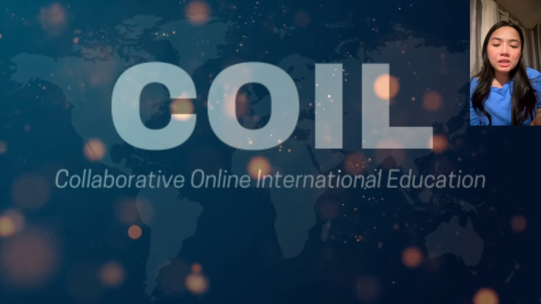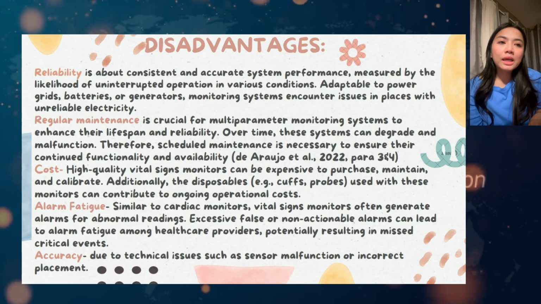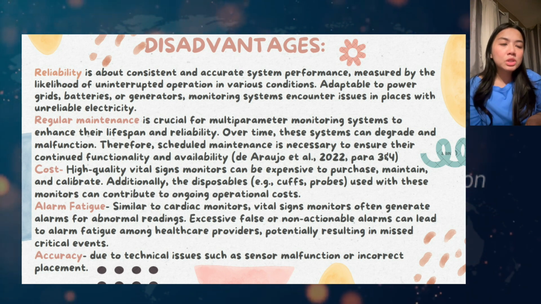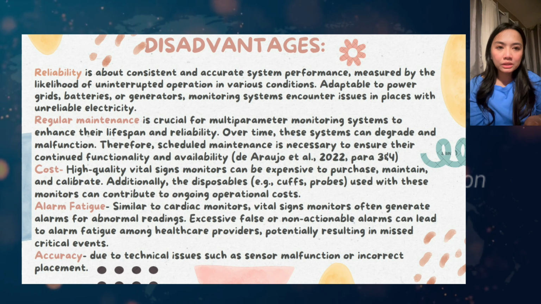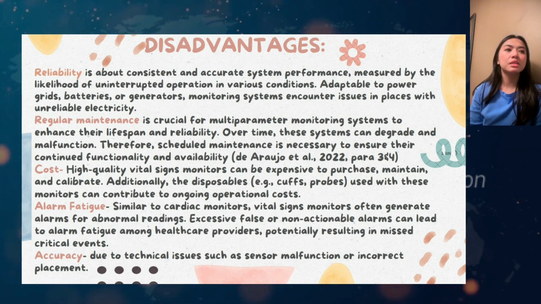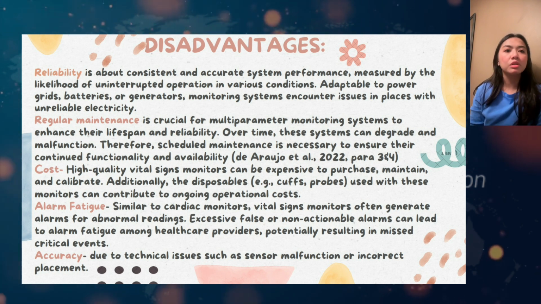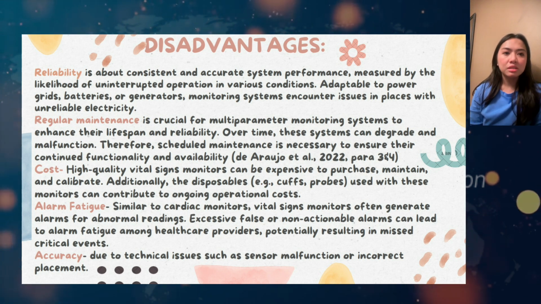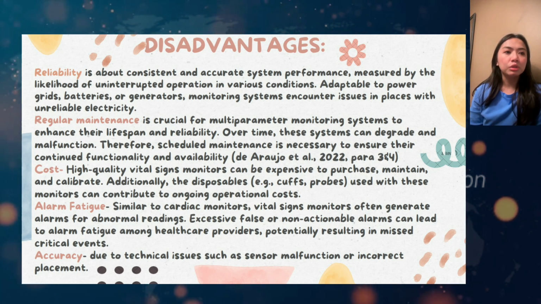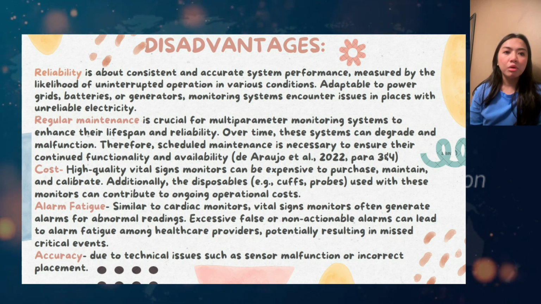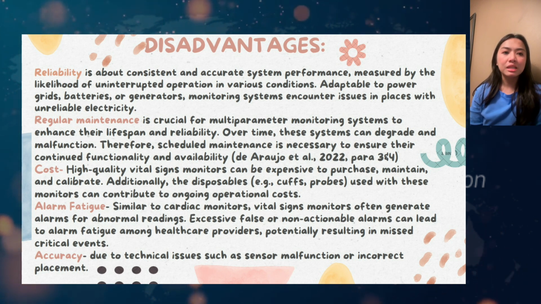The disadvantages of patient monitors include reliability, especially when the monitoring systems encounter issues in places with unreliable electricity. Second, regular maintenance, because these systems can degrade, therefore scheduled maintenance is necessary to ensure their continued functionality and availability. Third is the cost. High-quality vital signs monitors can be expensive to purchase, maintain, and calibrate. Fourth is alarm fatigue, and lastly, accuracy.